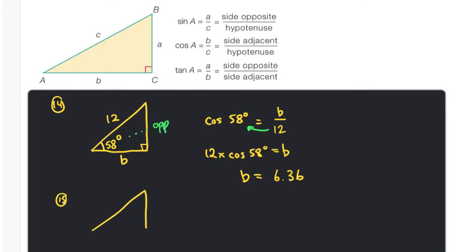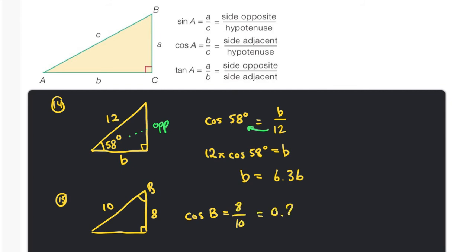Same thing, just draw a quick diagram out. It tells you that angle B is up there, which is what we've got to find. And we know that A is 8 and C is 10. So this is going to be cos again. We know that cos of B equals adjacent over hypotenuse, 8 over 10.